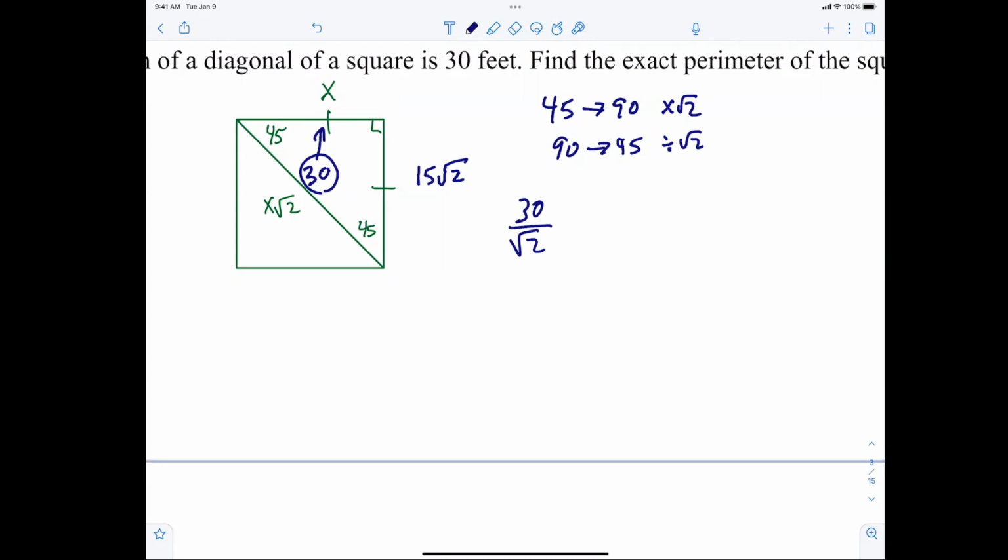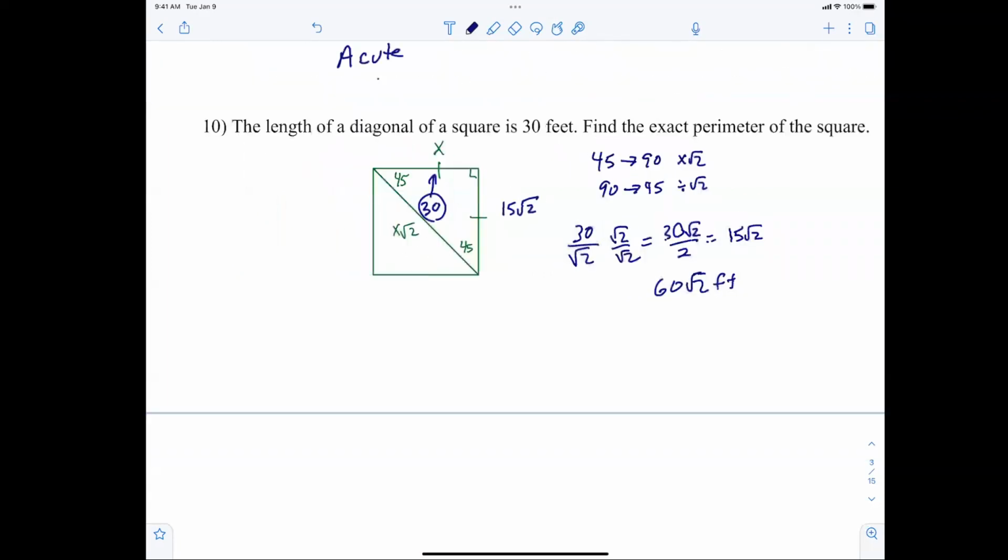All right. Now, what is 30 divided by radical 2? Because we're working on preparing for entrance tests, and you're going to have to rationalize the denominator. So how do I rationalize this? Yes. So then just to show you all the work, I end up with 30 radical 2 over 2, which is the same as what? 15 radical 2, which means the perimeter is what? 60 radical 2 feet.